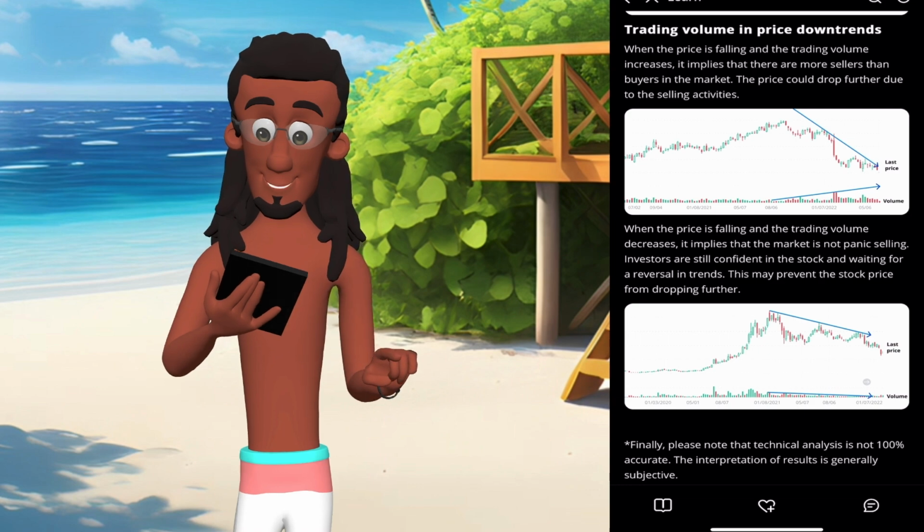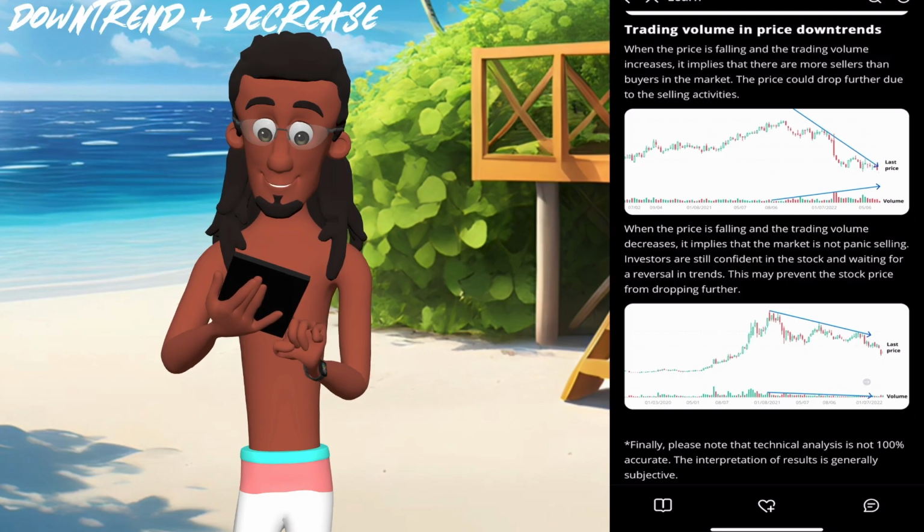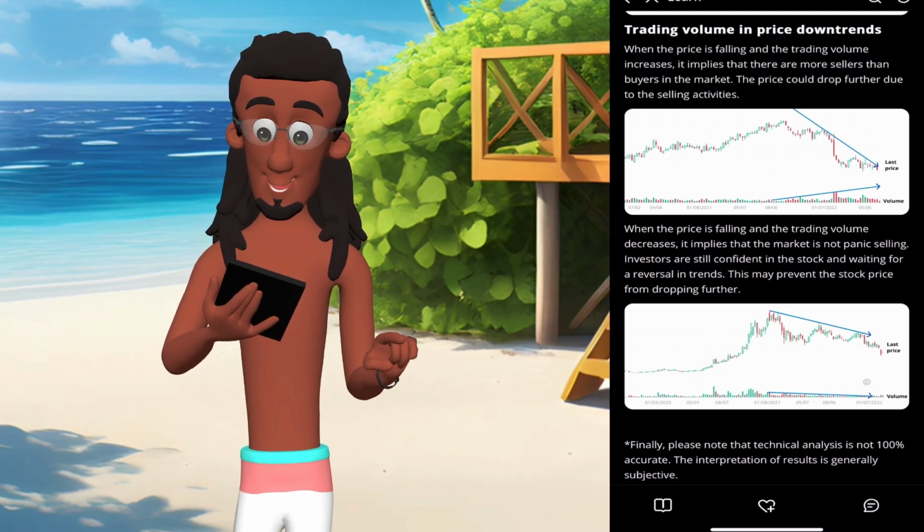When the price is falling and the trading volume decreases, it implies that the market is not panic selling. Investors are still confident in the stock and waiting for a reversal in trends. This may prevent the stock price from dropping further. All right, so the trading volume is crucial.